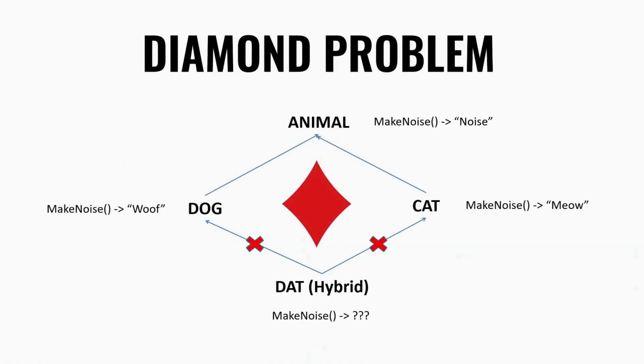Let's do a quick recap on the diamond problem. Java doesn't support multiple inheritance because of problems with ambiguity. As shown here, both dog and cat classes have a method named makeNoise, and if we try to inherit both of them under that class, then it wouldn't know which method it needs to inherit.